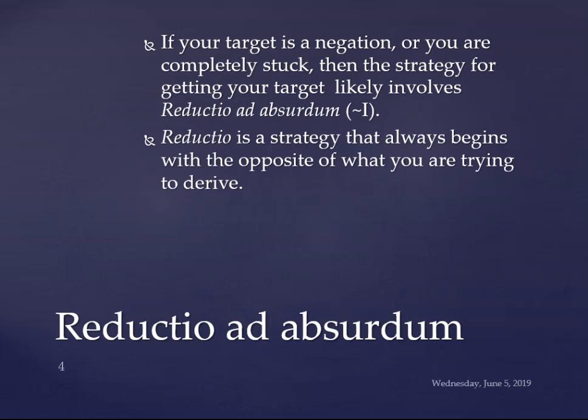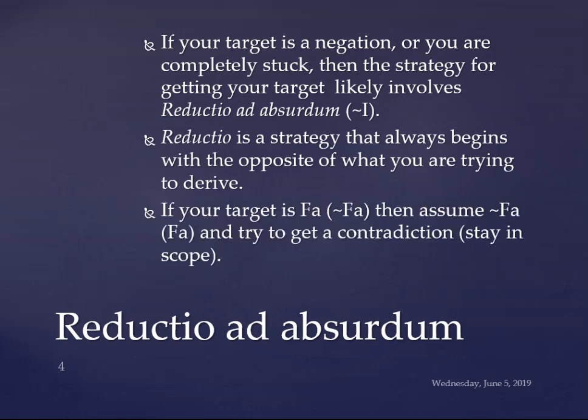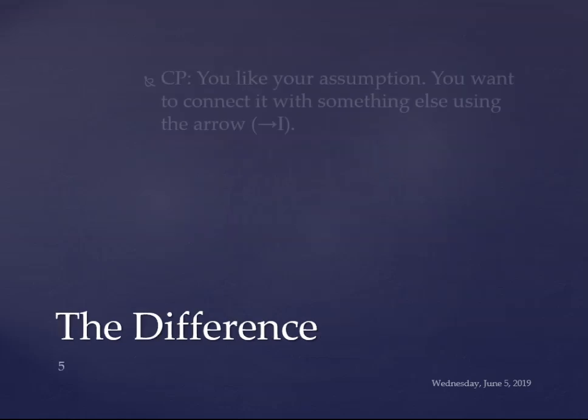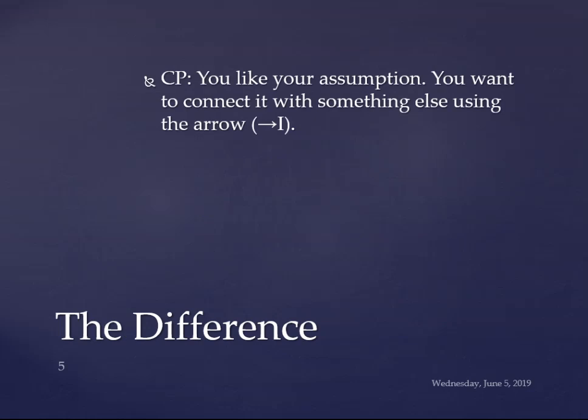What you have to remember is that what you assume, the answer to the how do I know what to assume question, will always be the opposite of what you're trying to derive. So suppose your target is F A, then you would assume not F A, try to get a contradiction, and stay within the scope of the assumption. That's basically it for the names of the strategies. The big difference is that in conditional proof, you really like your assumption. You want to connect it with something else. You want to show that it entails something that's desirable, and that will then create an arrow, an if-then statement.